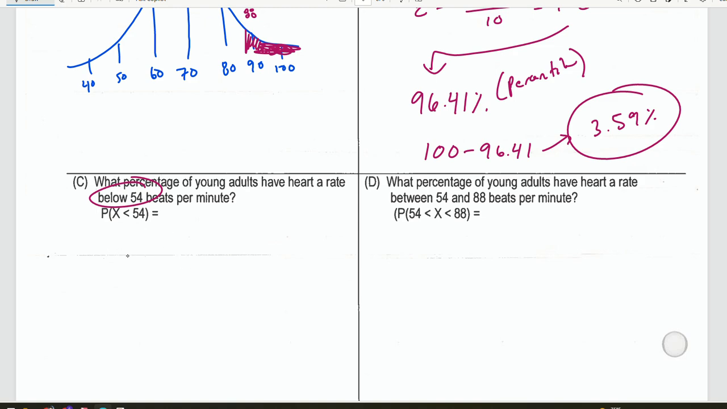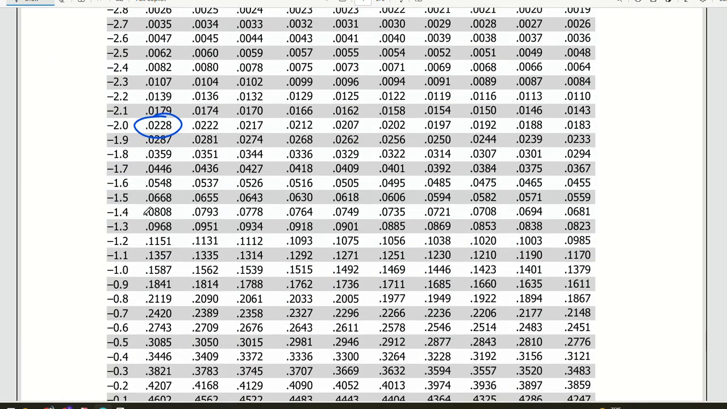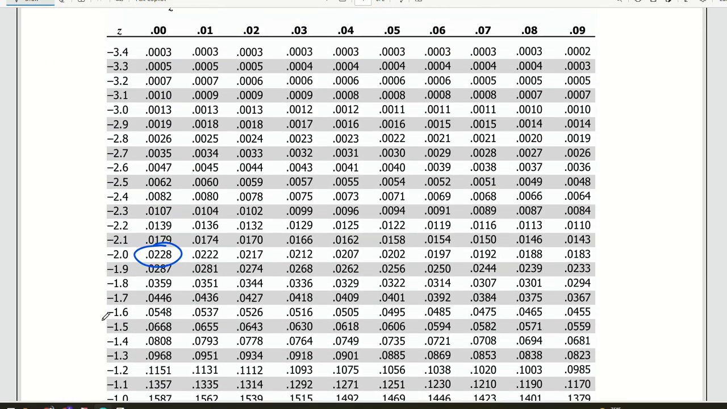Below, that's the percentile, so that one should be easy. 54 minus 70 all over 10, 16, negative 1.60. Go to our sheet, negative 1.60. That would be at 5.48%.